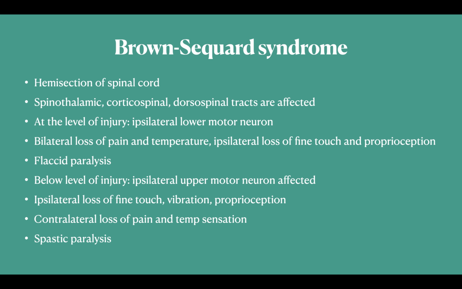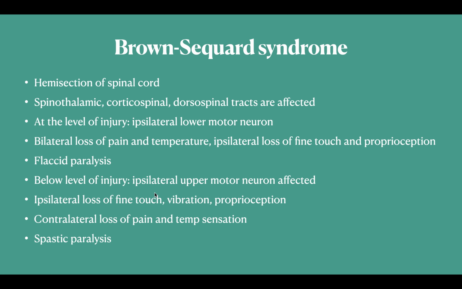The Brown-Sequard syndrome is going to be the hemisection of the spinal cord, and that's going to affect the spinothalamic, corticospinal, dorsospinal tracts, all affected. And at the level of injury, there's going to be ipsilateral motor neuron loss. However, there's going to be a bilateral loss of pain and temperature, and an ipsilateral loss of fine touch and proprioception. Because remember, that's the tracts affected. It's going to result in flaccid paralysis. There are no signals going through, so there's no contracture.